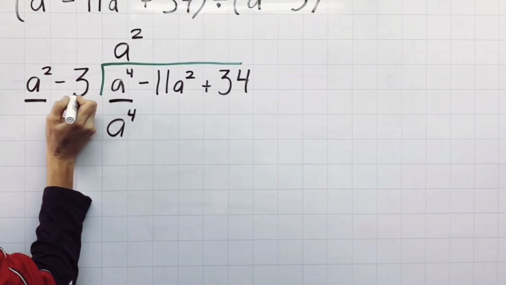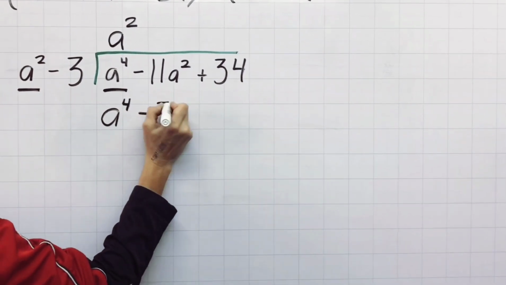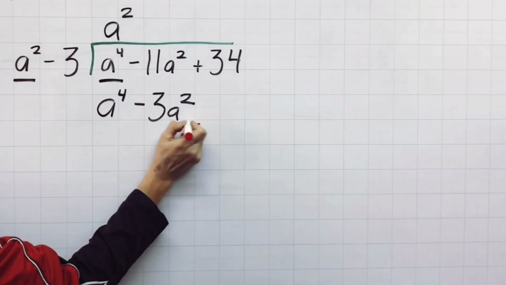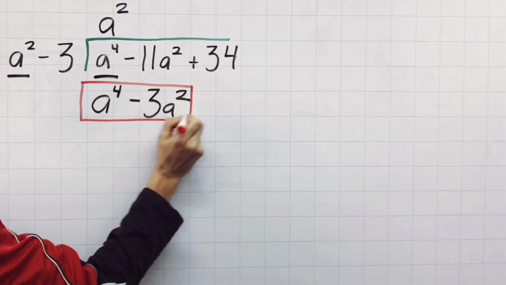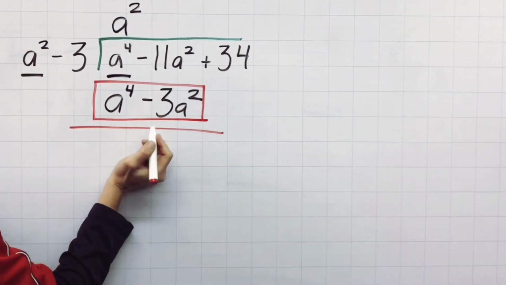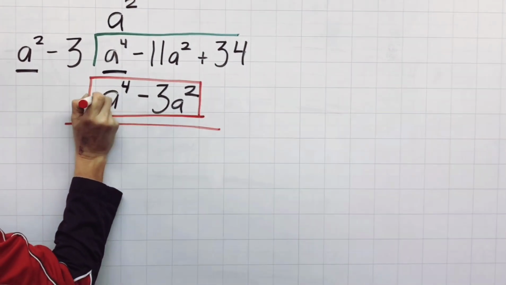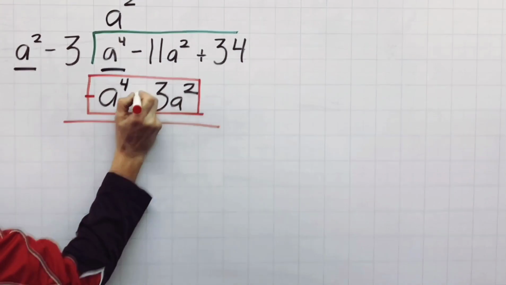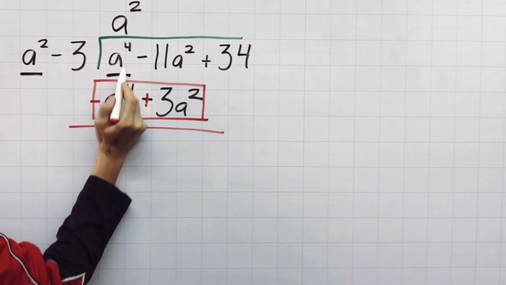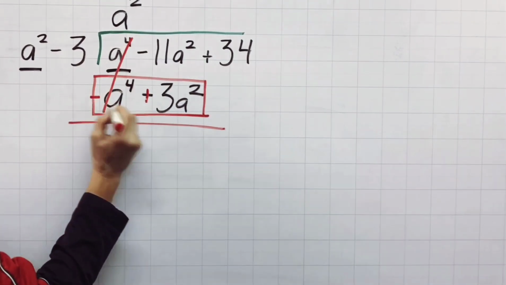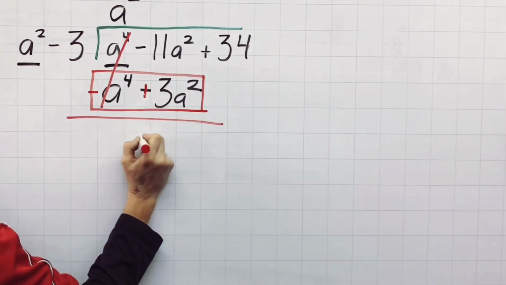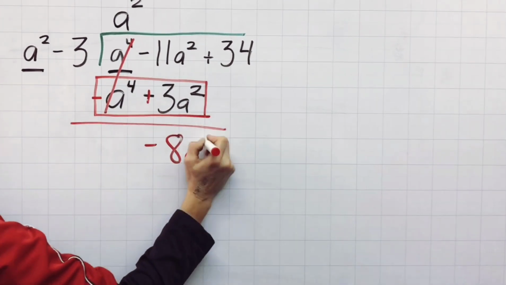A squared times minus 3 is minus 3a squared. Now, remember, we're going to have to subtract this whole quantity that we just multiplied here. Notice I have a positive and a negative. So here I subtract a to the 4th, and the negative becomes a positive. Here we subtract a to the 4th minus a to the 4th, that cancels out. Minus 11a squared plus 3a squared is minus 8a squared.